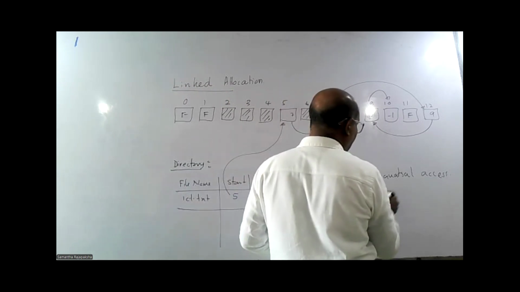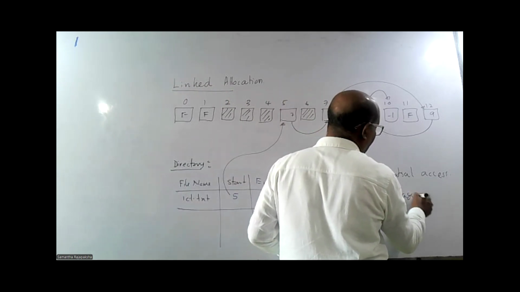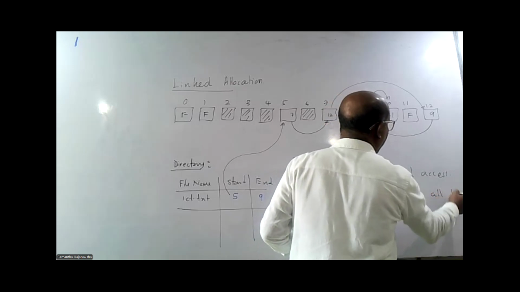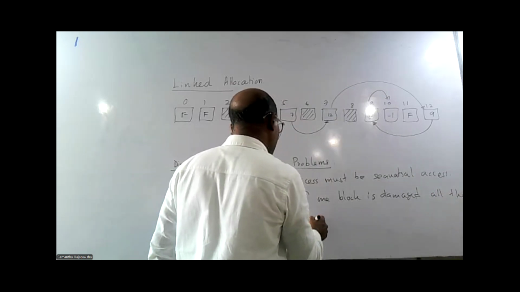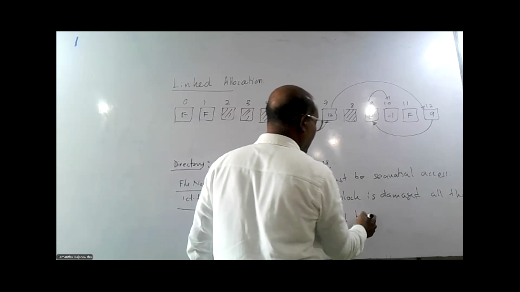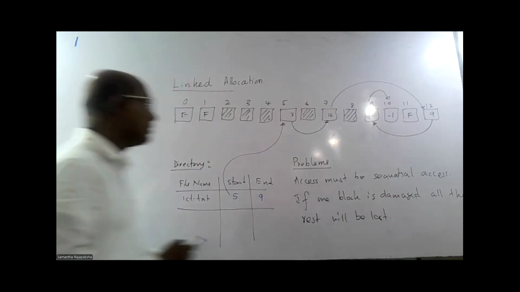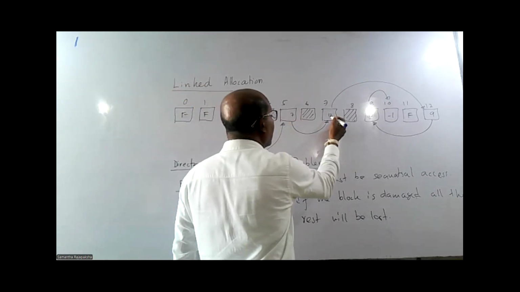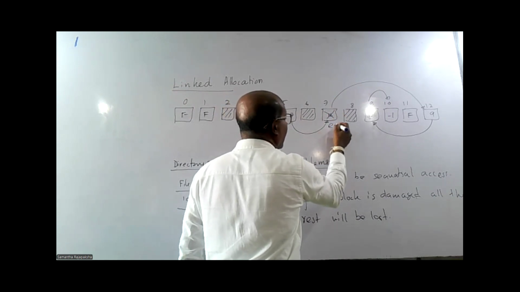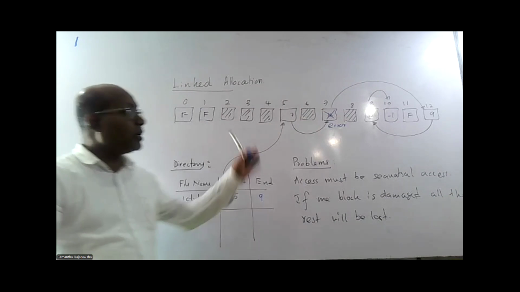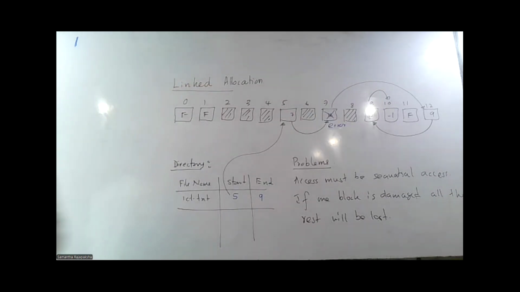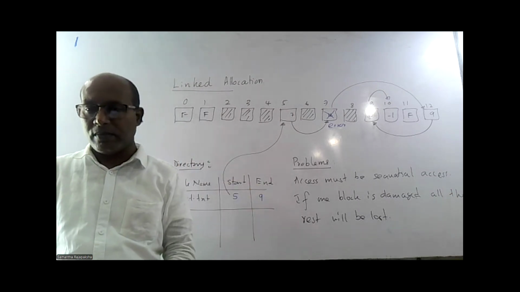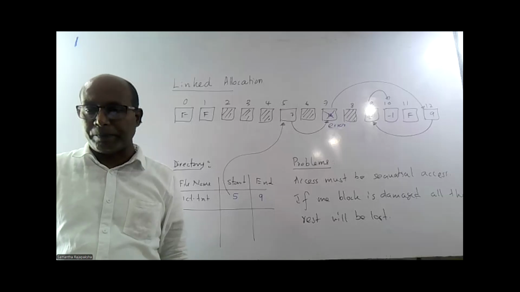is damaged, all of the rest will be lost. That means now we go to the fifth one, read this one. Then you go to the seventh one, read this one. Let's say this one is unable to read. There's an error. Then you can't find any of the others. If one block is damaged, you can't find the rest of the file. That is the main problem we have here.